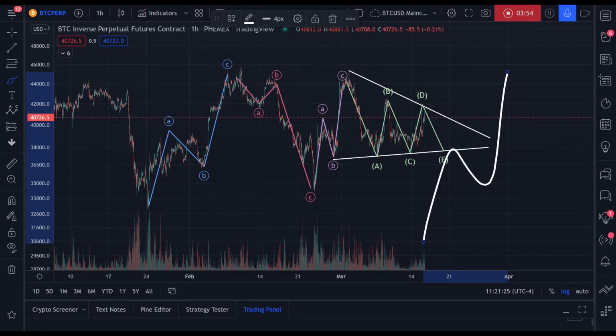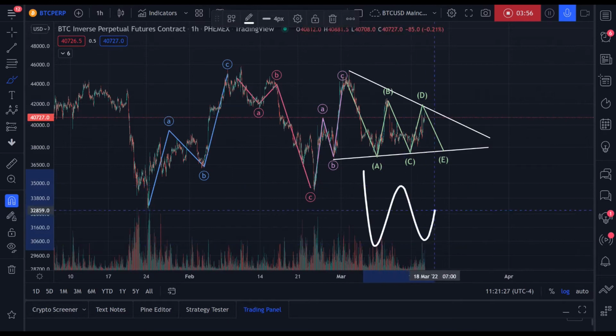And the last type is the triangle. You don't see the triangle as often as the flat correction, and you may see it as seldom as the zigzag, if not even less so. But triangles are definitely B waves. Triangles are corrective patterns that can be B waves.